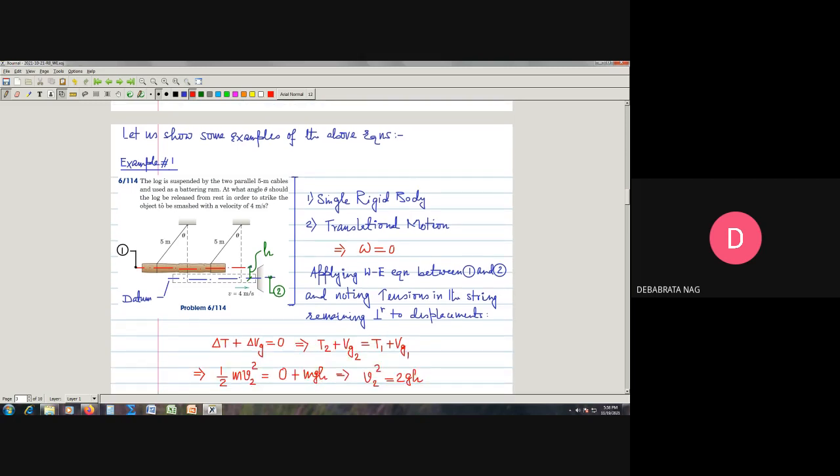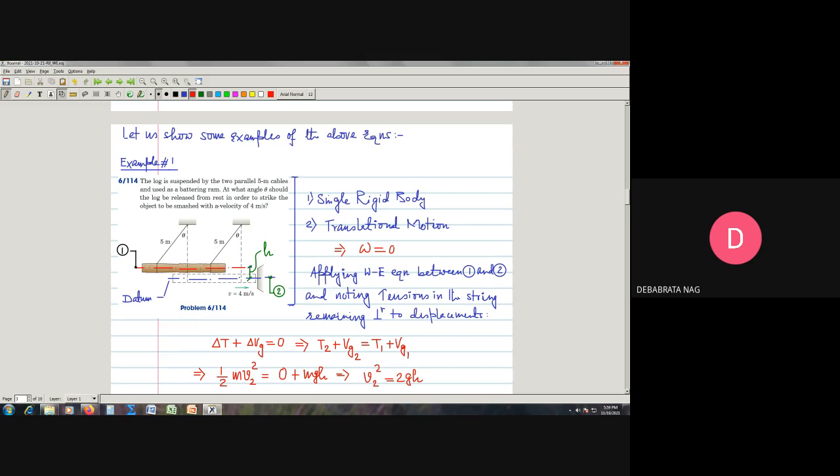In this problem, what is shown is that a log, this is the log, it may be a wooden log, is suspended by two parallel 5-meter cables. So these are the cables which are 5 meters long, and identical, and it is used as a battering ram. So it will come and try to hit someone. So it is called a battering ram.